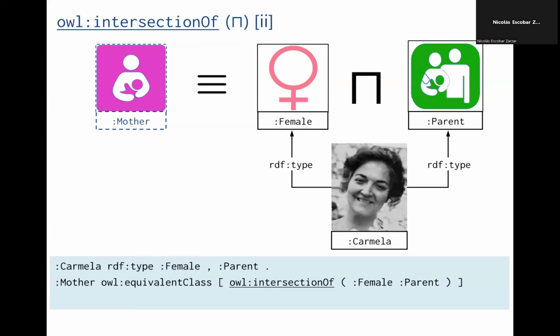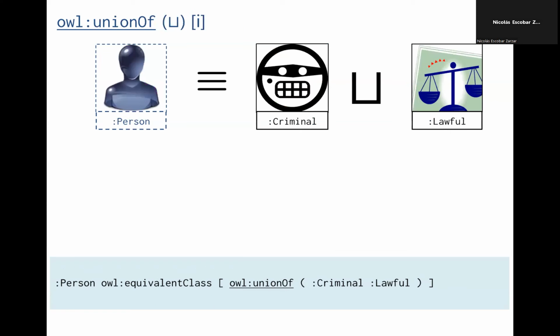So if we state now that Carmela is a female and parent, what could we conclude? That Carmela is the mother. Okay, in this case, we have person is equivalent to criminal or lawful, right? So this symbol is like the union symbol, a square version of it from set theory. So what we're saying is that a person is equivalent to the union of criminal and lawful. So this is again an equivalent class. So it means that if something is criminal or lawful, it must be a person.